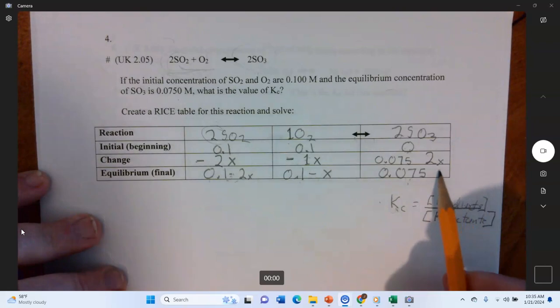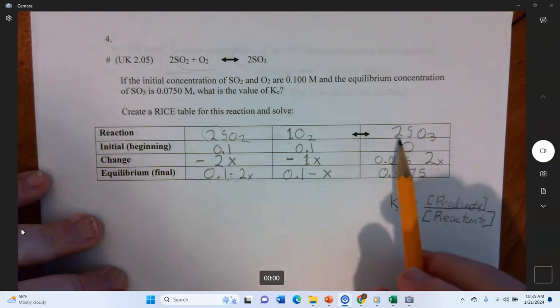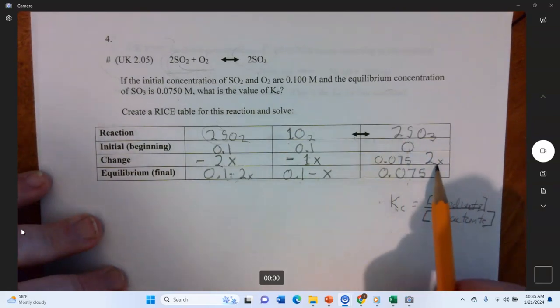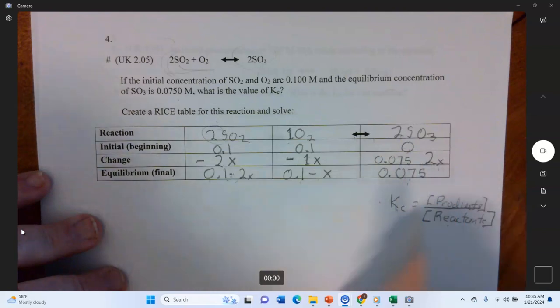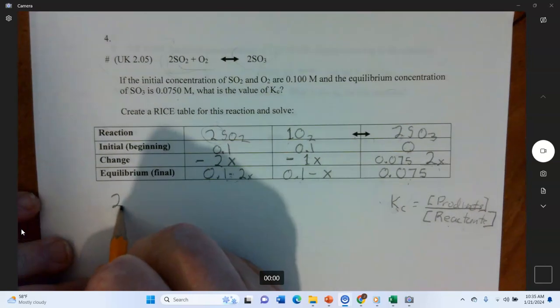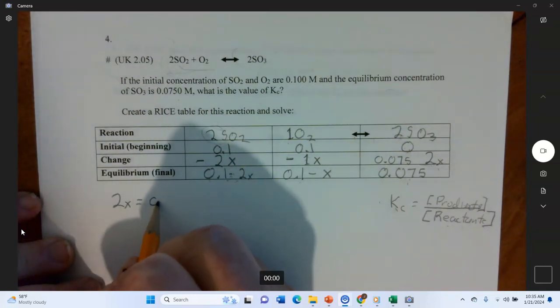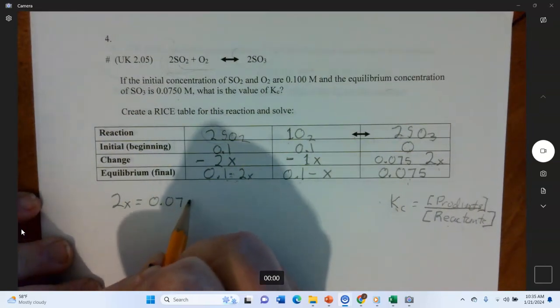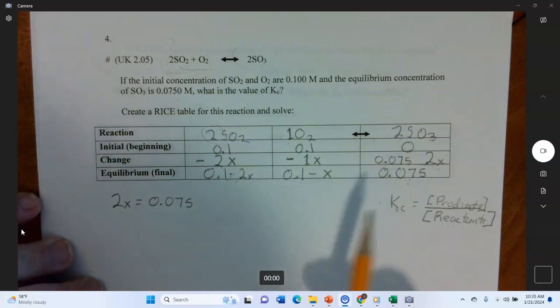Okay, if I were writing in variable form, this is going to be a 2x because there's a 2 there. So we know that 2x equals 0.075. So I'm just going to come down here and write 2x equals 0.075. Again, let me say that again. I don't want that to be tricky.